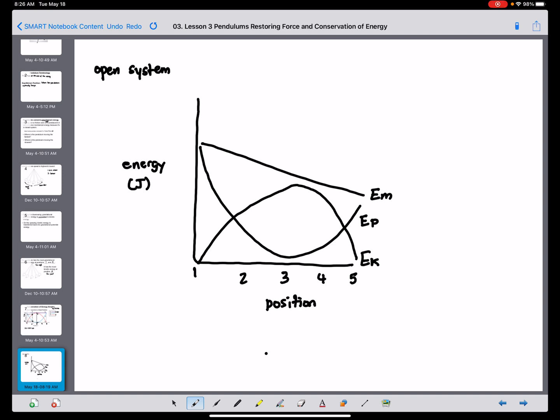So if you're looking at a graph and you're trying to determine whether it's an open system or a closed system, you really look at this mechanical energy line. If the mechanical energy is flat, then it's a closed system. But if the mechanical energy is angled, either up or down, then it's an open system.